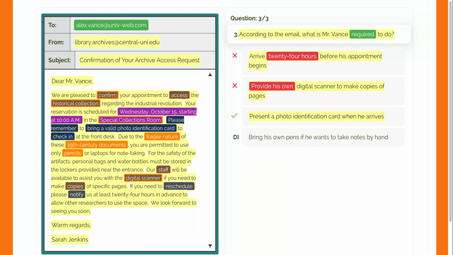Let's evaluate option D together. Bring his own pens if he wants to take notes by hand. This choice says to bring pens, but sentence 4 explicitly says he can use only pencils or laptops. In fact, pens would likely be prohibited. This clearly contradicts the text. This is incorrect. The correct option is C, which shows that once we understand the main idea of the text, identifying the correct answer becomes much more straightforward.